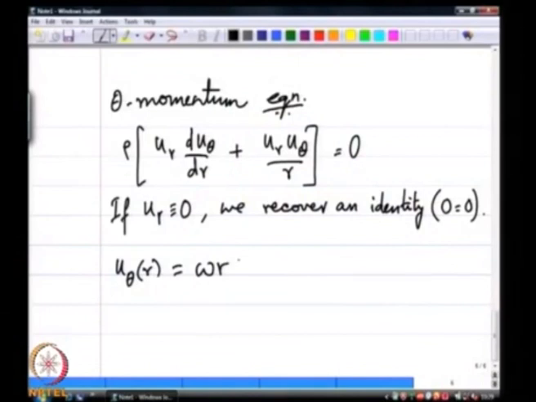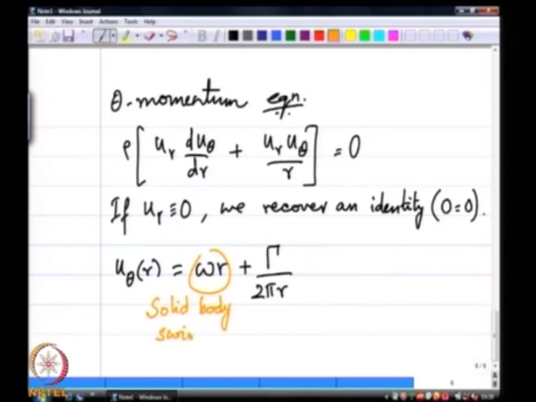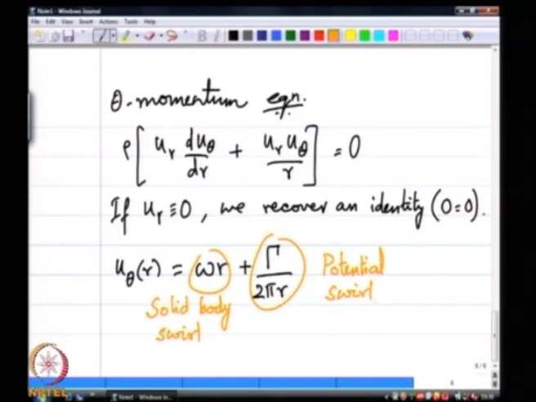Essentially what you find is that u theta over r is of the form omega times r plus some gamma divided by 2 pi r. Okay, this is called solid body swirl, and this is called potential swirl.